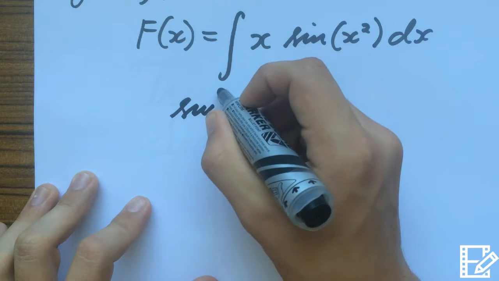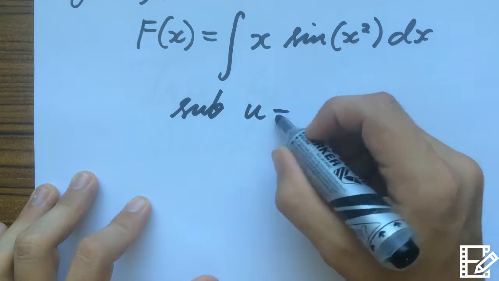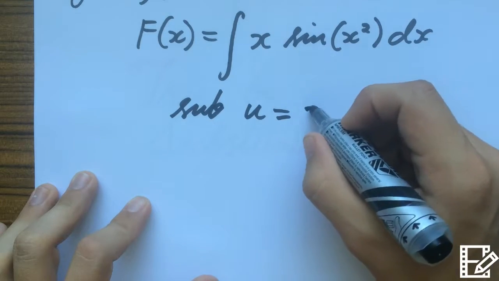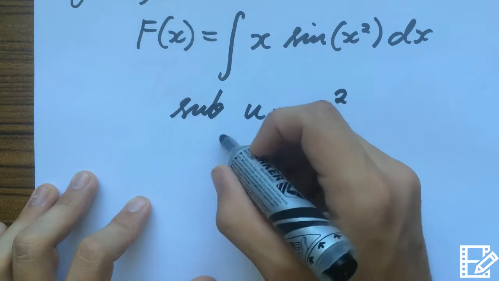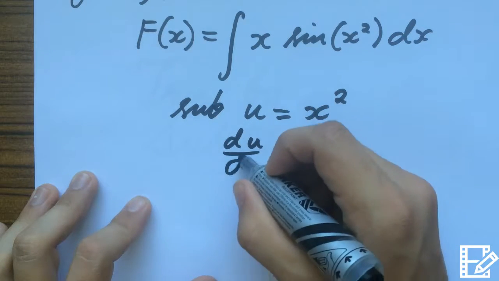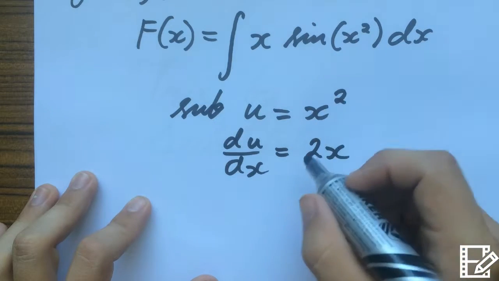So, we're going to substitute it for a letter. I'm going to give it u. So, we'll substitute u for x squared. Now, we're going to find the derivative of this. So, the derivative of u with respect to x is 2x, because the derivative of x squared is 2x.